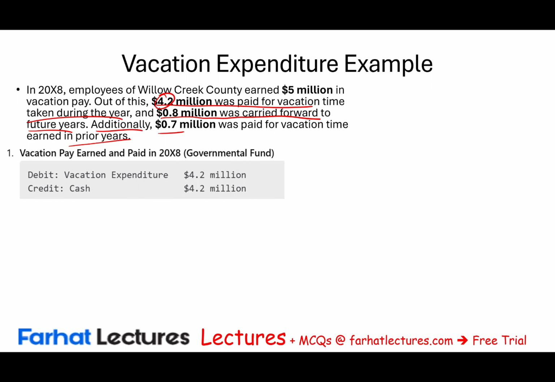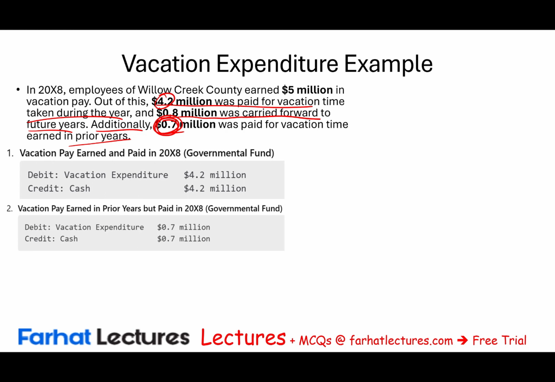Also in that year, we paid an additional 0.7 million that was earned in prior years. We paid for them, so they're expenditure now. Debit vacation expenditure, credit cash. Now, can I combine those? 4.9, sure, 4.9, but I did it separately so you can see that it doesn't really matter what year they are coming from. As long as you pay them in X8, they are expenditure in X8.